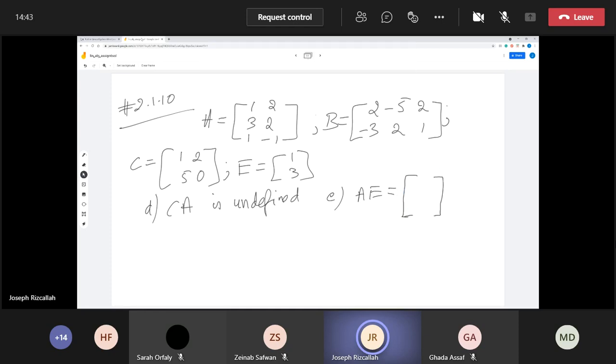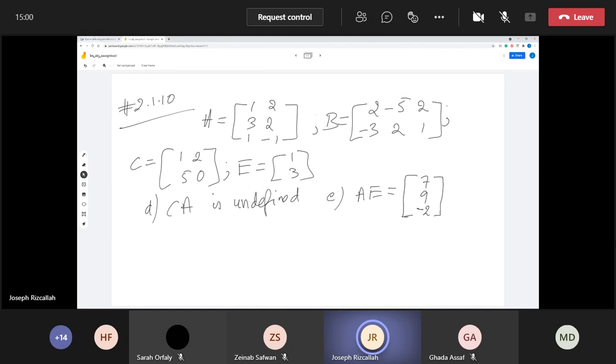Okay. And so we can do the multiplication easily. It's 1 times 1 plus 2 times 3, so this is 7. And then 3 times 1 plus 2 times 3, this is 9. And then 1 times 1 plus negative 1 times 3, which is minus 2. Okay, this is the matrix here.